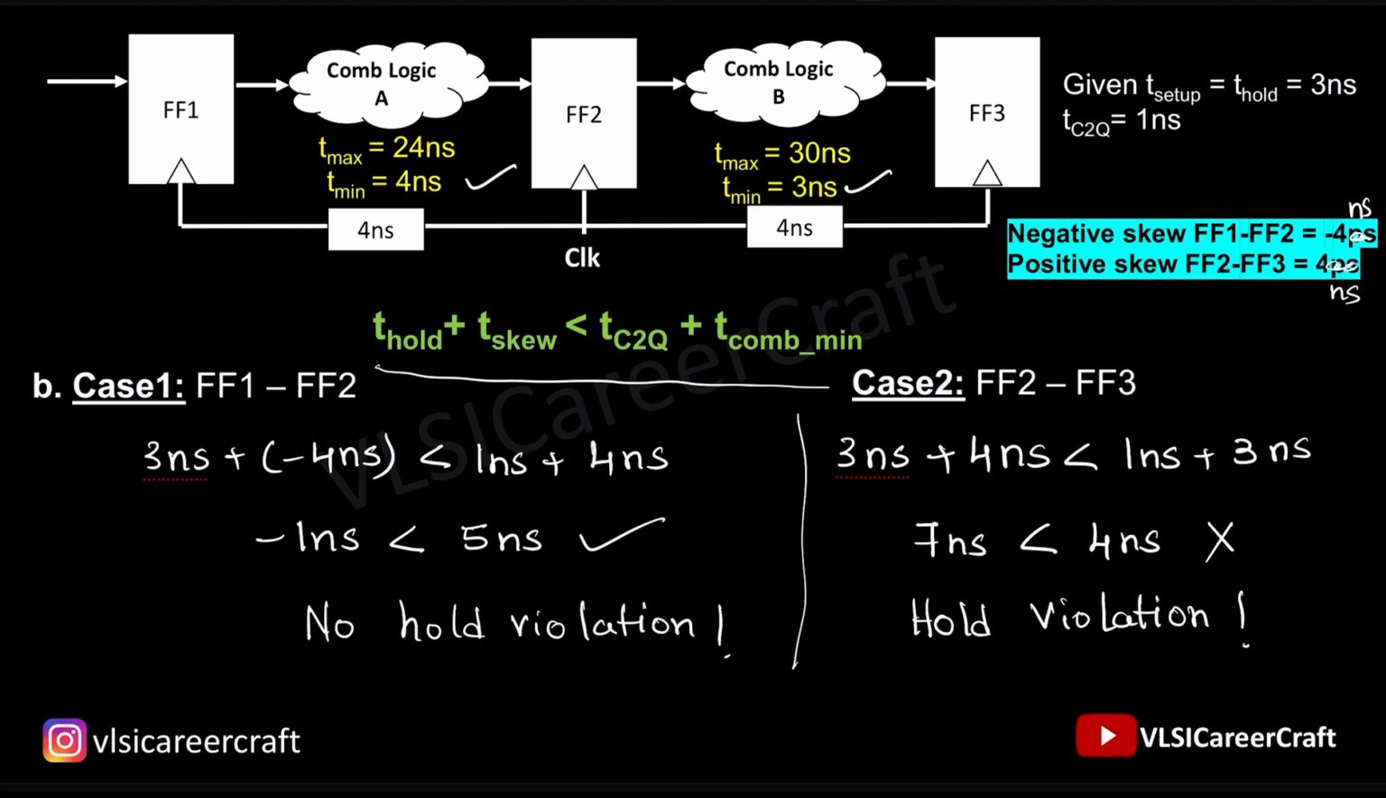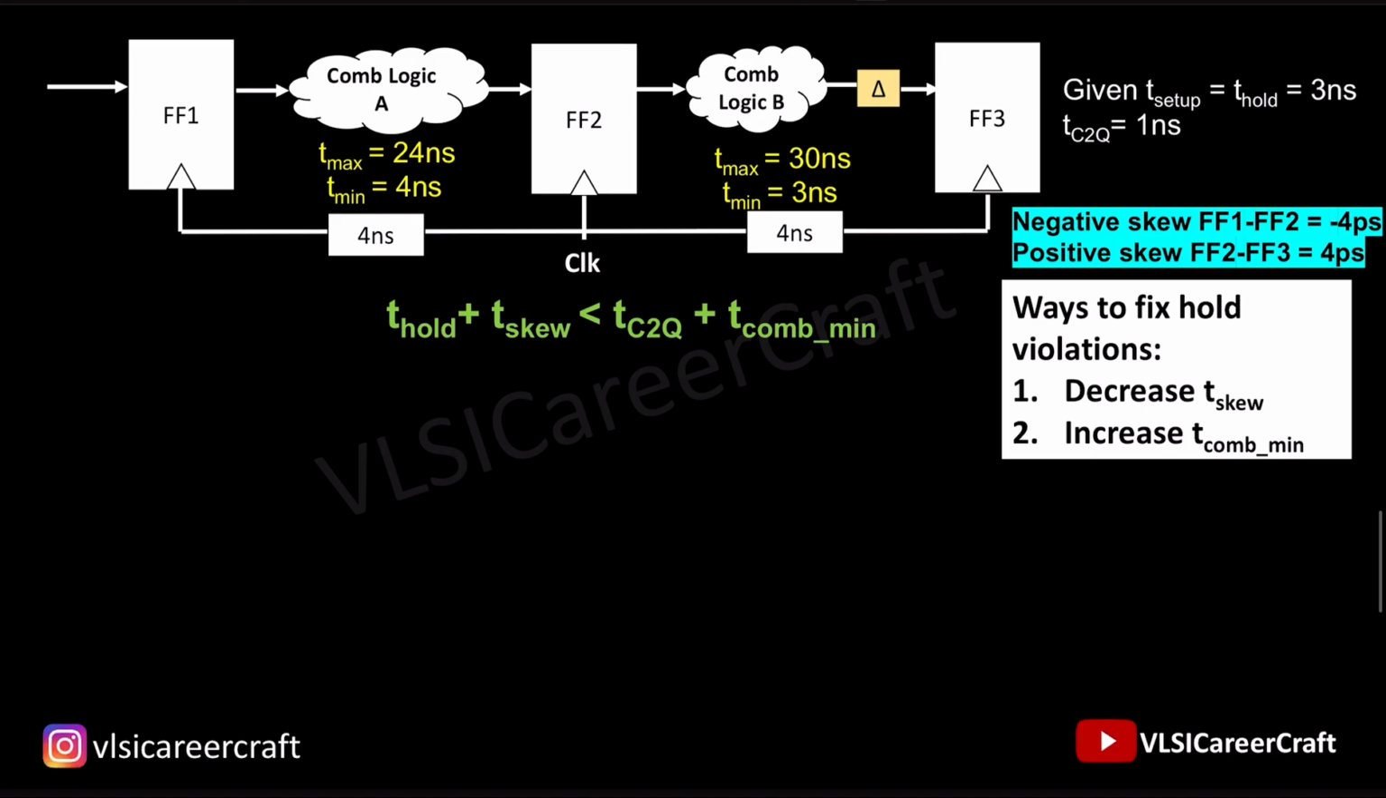Again, as explained in the previous example, we have two ways to fix the hold violation. Either we increase the combinational delay or we decrease the clock skew. Here there is no chance of decreasing clock skew. So let's add a delay in the combinational logic B and solve the hold violation we are having. Let delta delay be added to combinational logic B.